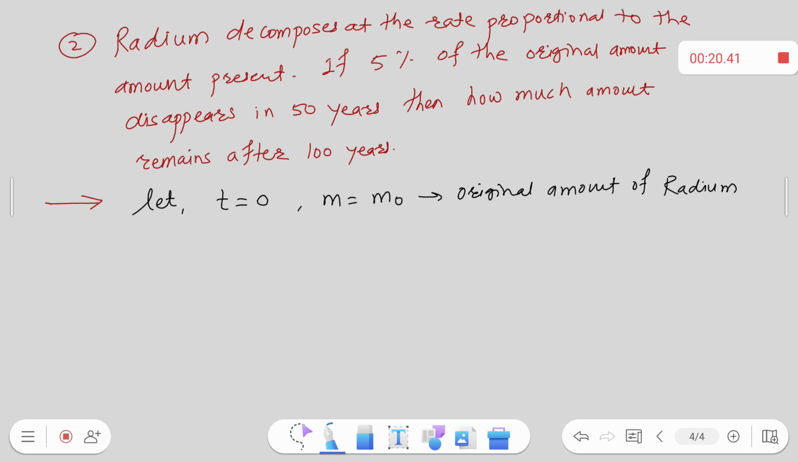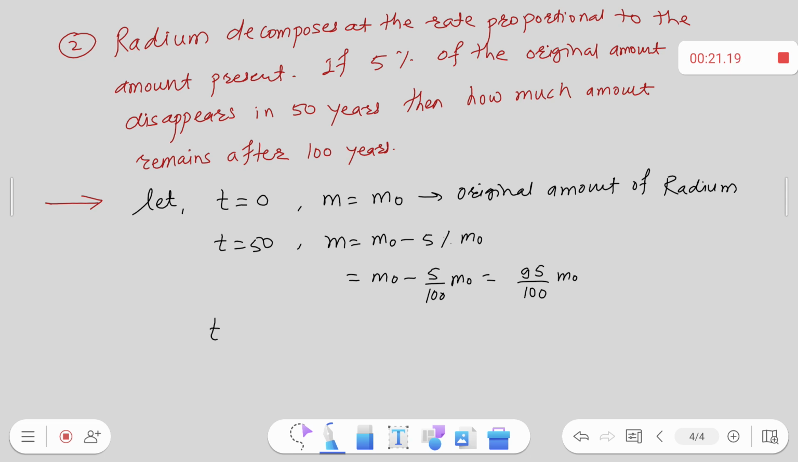Radium. Now after 50 years, how many percent disappears? 5%. Original amount is m0. Means your amount disappears 5%. Means m0 minus 5% of m0. So m0 minus 5 by 100 m0. So it is 95 by 100 m0. So after 50 years, it will be 95 by 100 m0.